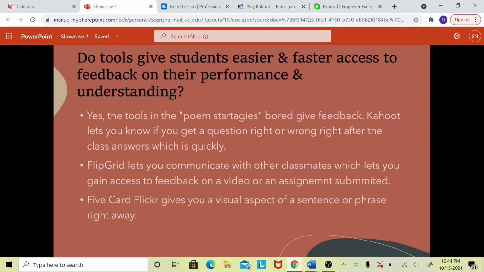Alright, do tools give students easier and faster access to feedback on their performance and understanding? I said yes, the tools in the poem strategies board give you feedback. Kahoot lets you know if you get a question right or wrong right after the class answers, which switches quickly. Flipgrid lets you communicate with other classmates, which lets you gain access to feedback on a video or an assignment submitted. 5 card flicker gives you a visual aspect of a sentence or phrase right away.